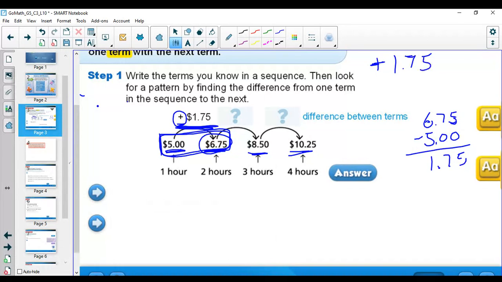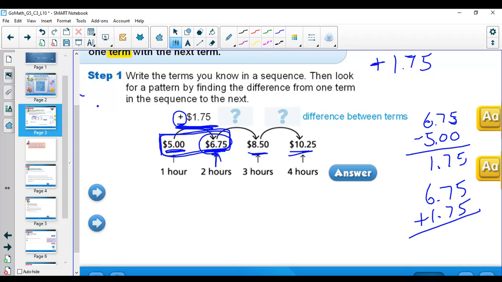$1.75. Now, after I find this initial number, the next thing I want to do, just to make sure, is apply this rule to another set of my numbers to see if it works out. So in this case, I'm going to choose my second number here, $6.75, and apply my rule by adding $1.75 to it.